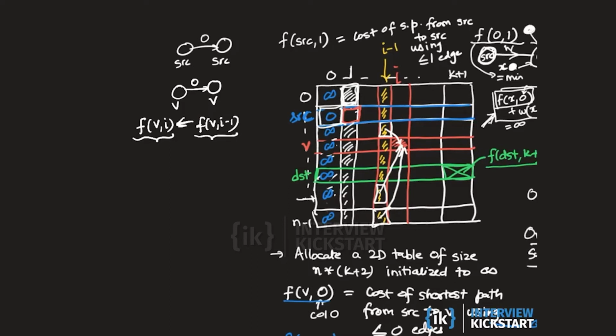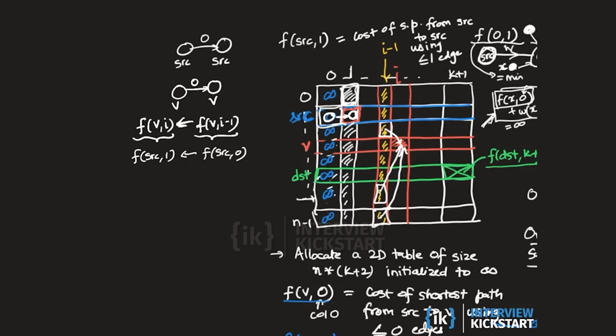So we can start out by assuming f of v comma i is equal to f of v comma i minus 1 for any v and any i, and then we can see if we can improve it further. So in that sense, this 0 in the table can be directly transferred or copied into this cell here, because that's the baseline for f of source comma 1. f of source comma 1 can start out by being initialized to f of source comma 0.